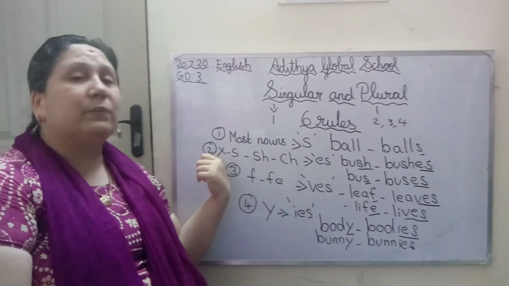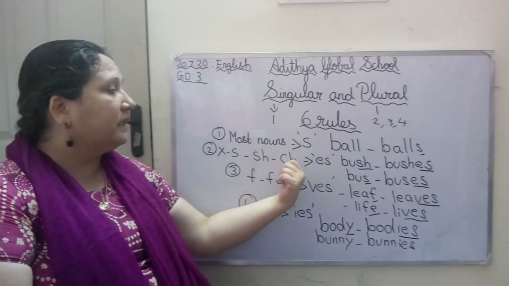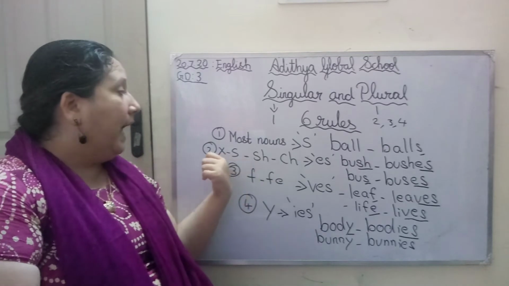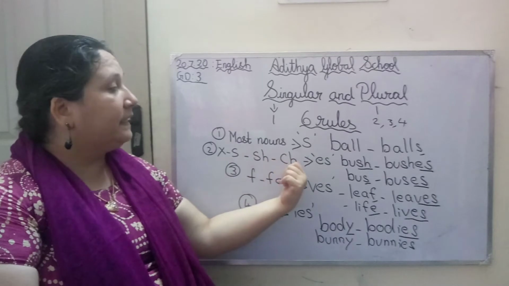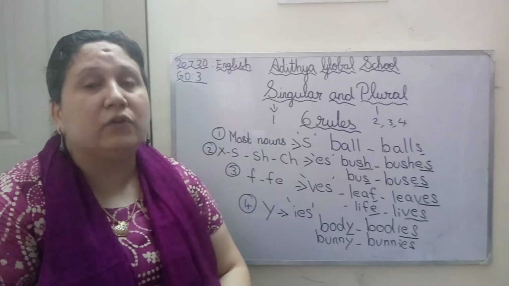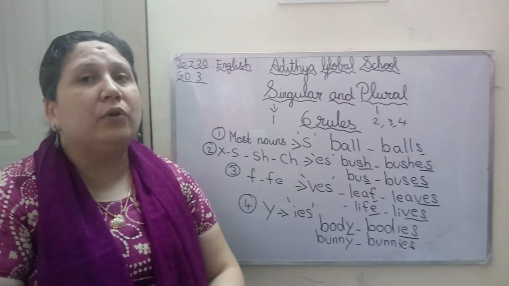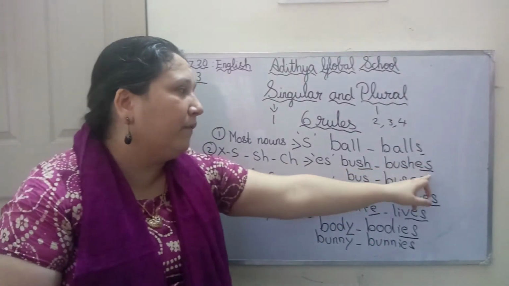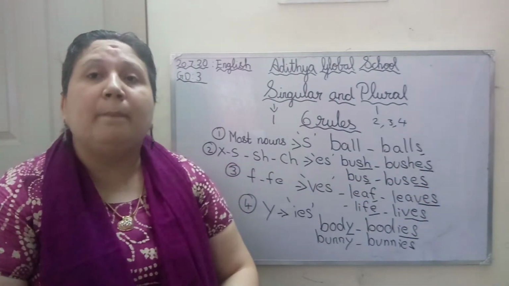So when the word ends with X or S or SH or CH. So when the word ends with X, S, SH, CH. So we add ES to those words to make it plural form. Now for example, this is bush. B-U-S-H. Can you see the word ending with SH? What did we do? We added this ES.